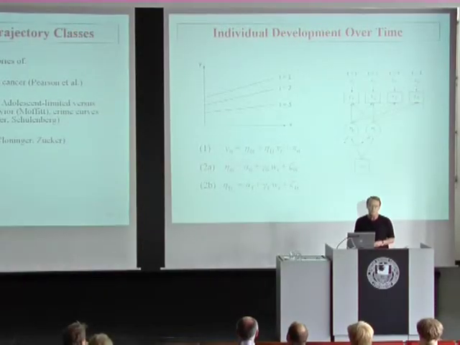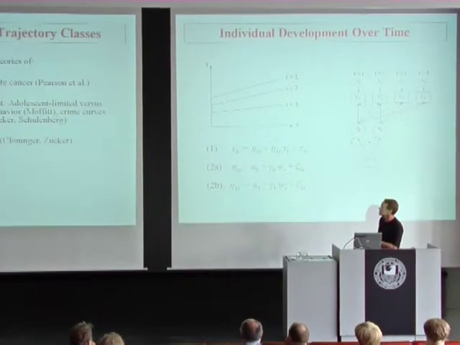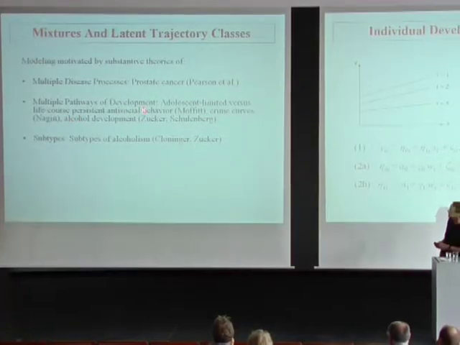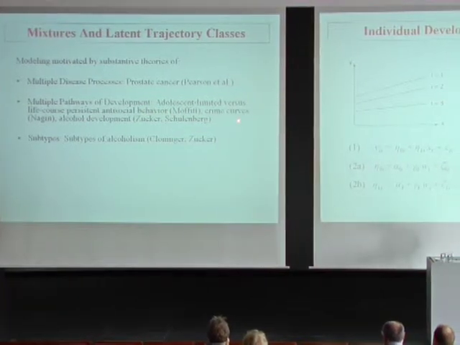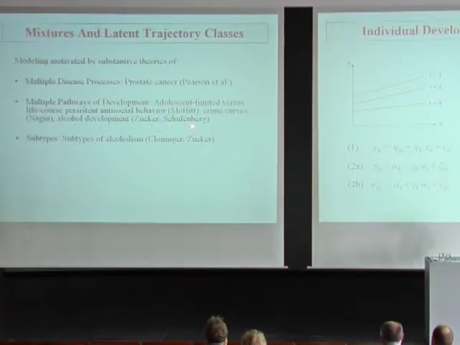And that really seems to fit with many different substantive theories, multiple disease processes in medicine, where it's been a lot of statistical and medical writing about the development of prostate cancer, and we're going to talk about that in a second, and in psychology, multiple pathways of development. We already alluded to the adolescent limited versus life course persistent antisocial behavior, Terry Moffitt's theory, crime curves, which have been studied by Dan Nagin, and alcohol development curves by Bob Zucker and Schulenberg.